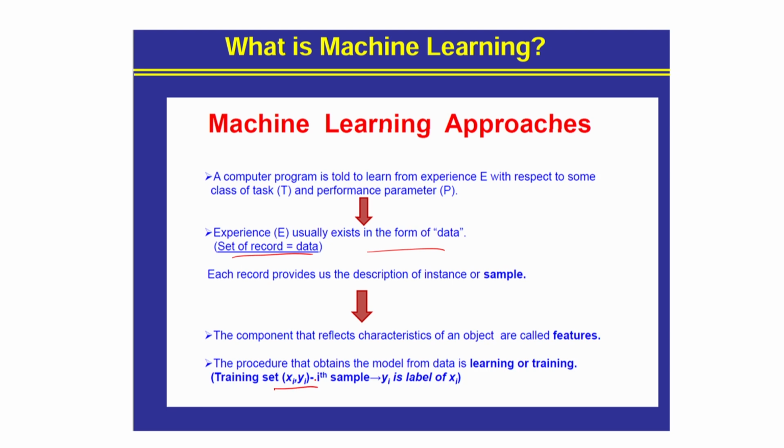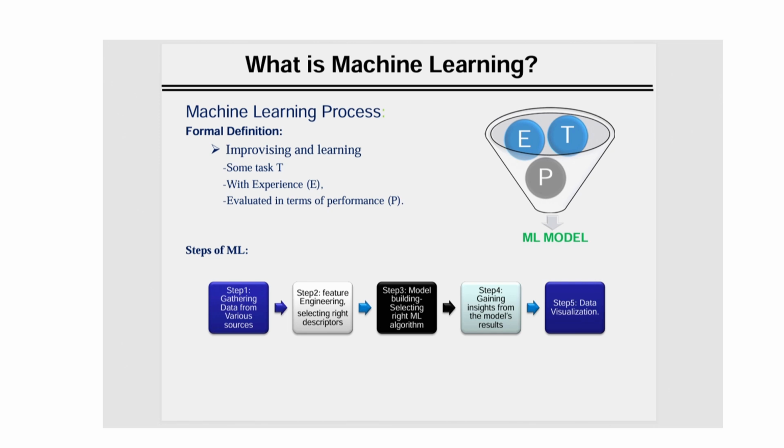We always put data in terms of xi and yi. xi is your input, yi is your output. xi is called the input, yi is called the response or label. Some people call yi a response or label. It is a very important process. The formal definition is that for a certain task we have to get some experience, and it is evaluated in terms of performance.